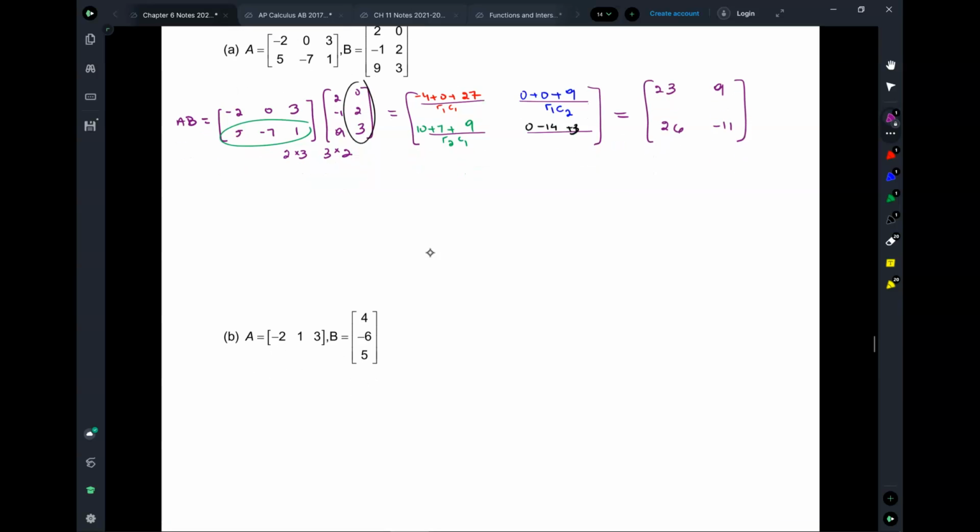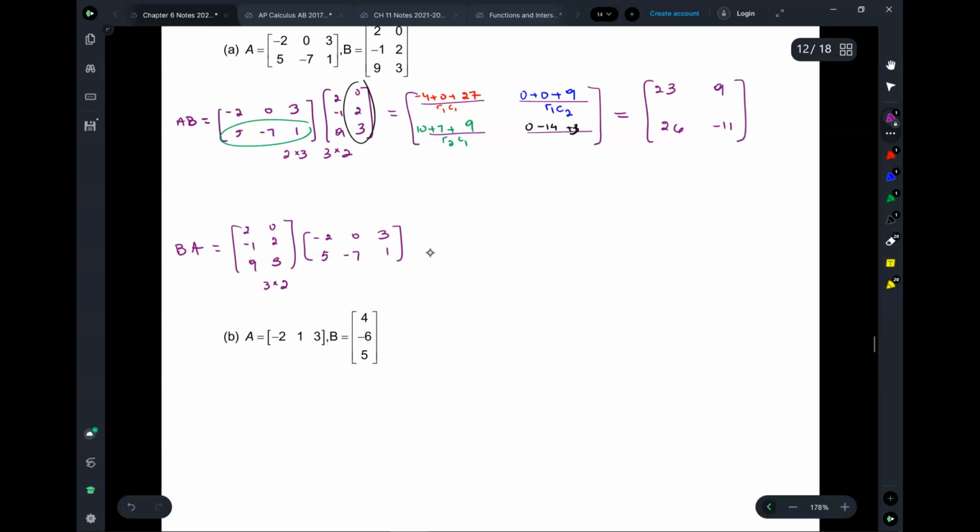Huh? Well, let's see. I think it is actually because we get 2, negative 1, 9. This is 3 by 2. Negative 2, 0, 3. This is a 2 by 3. Okay, so it does work. What's the result going to be? A 3 by 3.